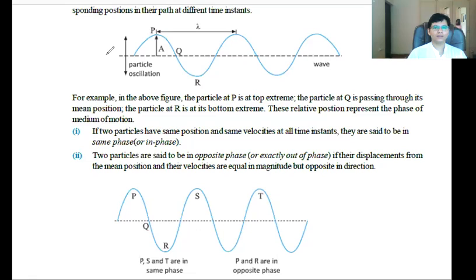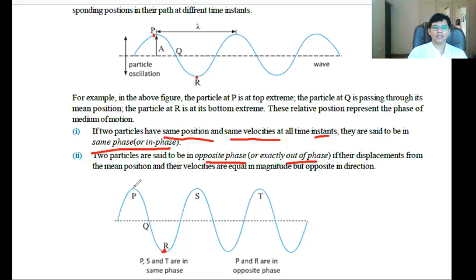Okay? So I can say if two particles have the same position and the same velocity at all instants, they are said to be in the same phase, right? If they are exactly opposite, for example, this P here, and you are taking this R, with P and R, they are called to be in opposite phase.